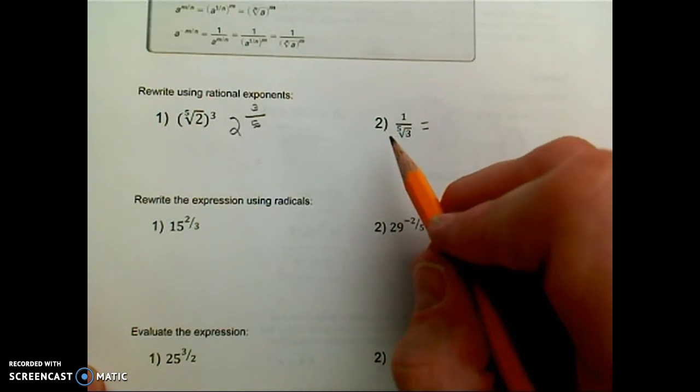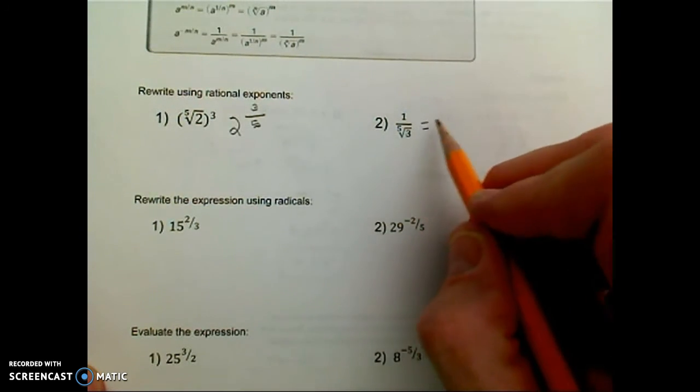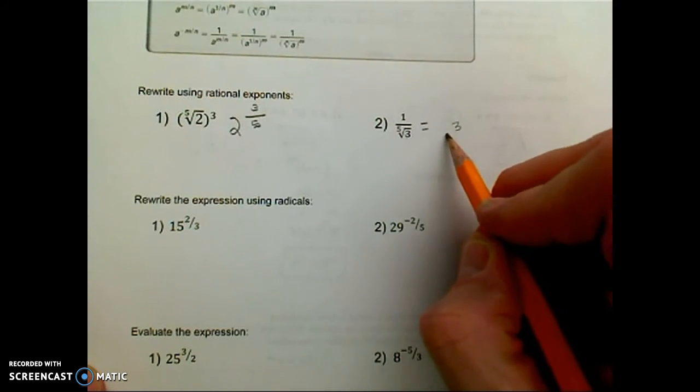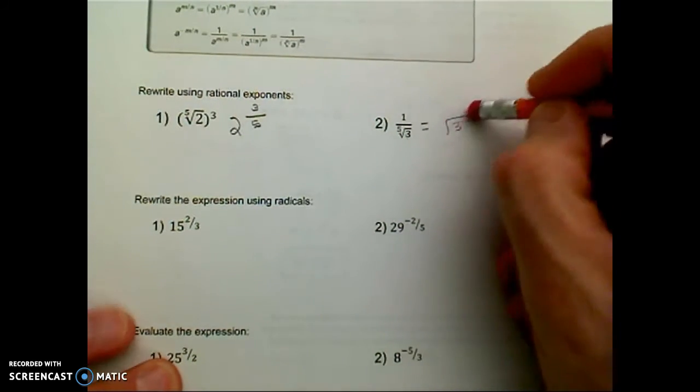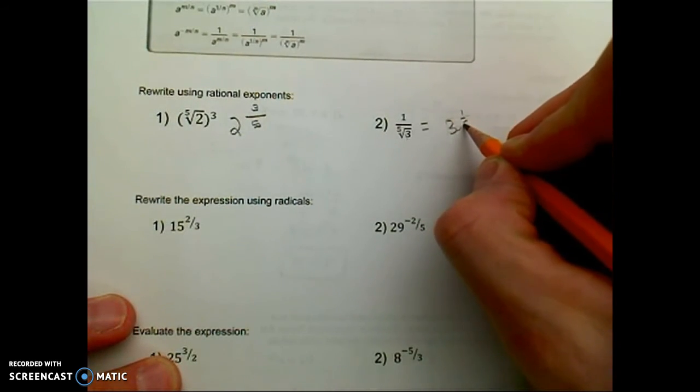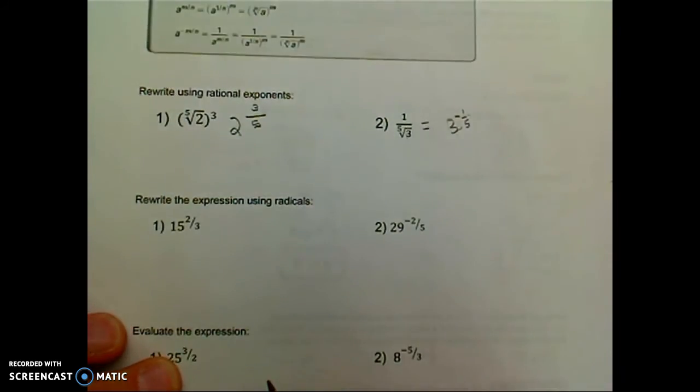How about here, when my root is in the denominator of a fraction? Well, remember, that's a negative exponent now. So I have the 5th root of 3, which would be 3 to the 1/5 power. That's in the denominator, so now I'm going to make that negative. 3 to the negative 1/5.